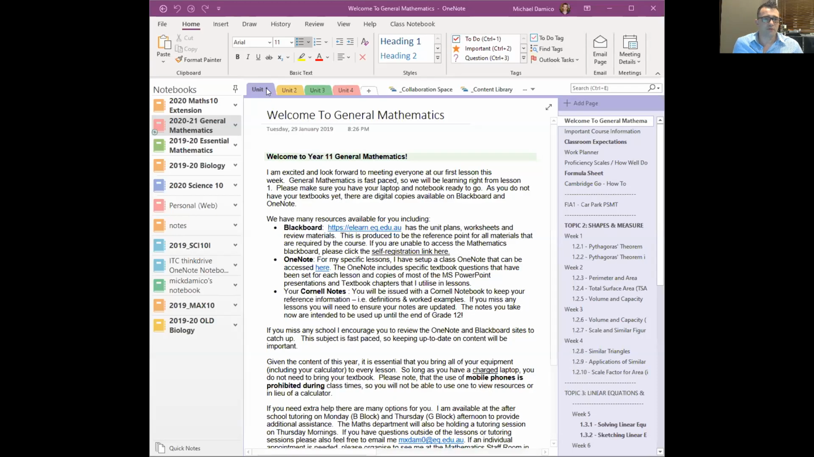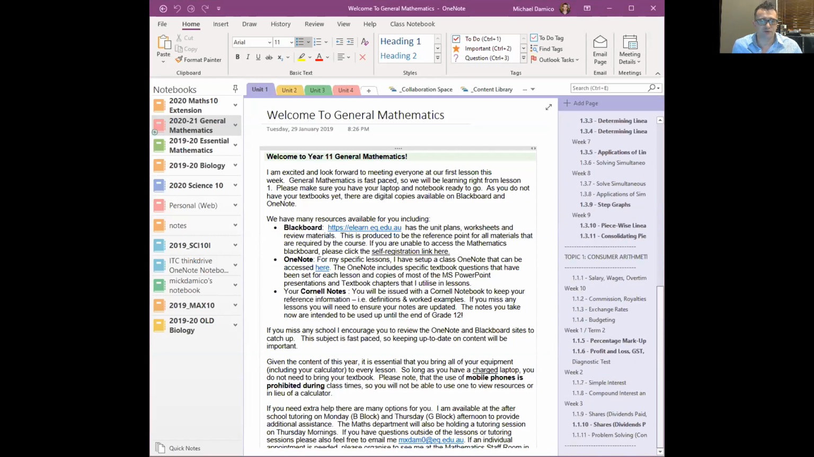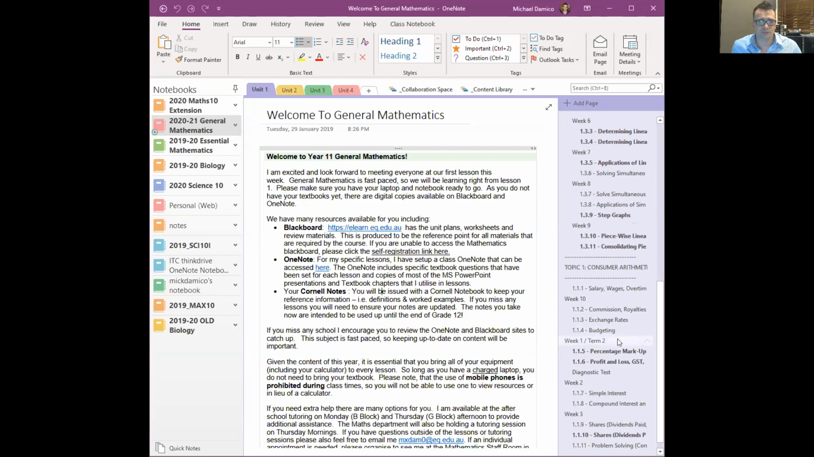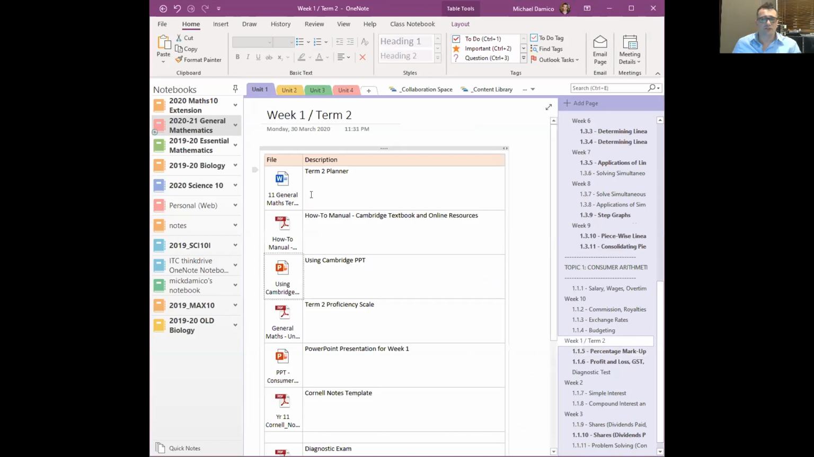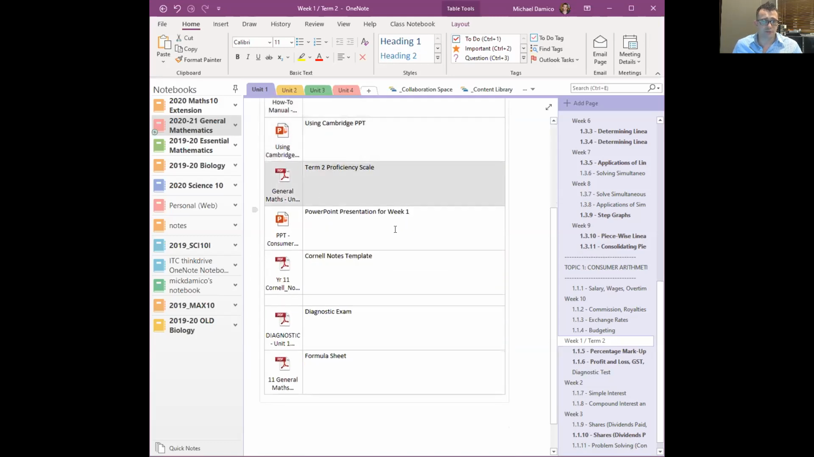With our OneNote, what we need to make sure is we're still in the Unit 1 section, and we need to scroll all the way down to where we get to week one, term two. So this page here actually has all of the documents that are going to be required for the email. So you've got your term two planner, the Cambridge Go information, I'll talk about that in a second, your term two proficiency scales, the PowerPoint just for this week, even though it is embedded in the individual lessons, a sample of your Cornell notes. So if you don't have your Cornell notes, you can print that out so that you can make sure that you're writing thorough notes for each lesson.